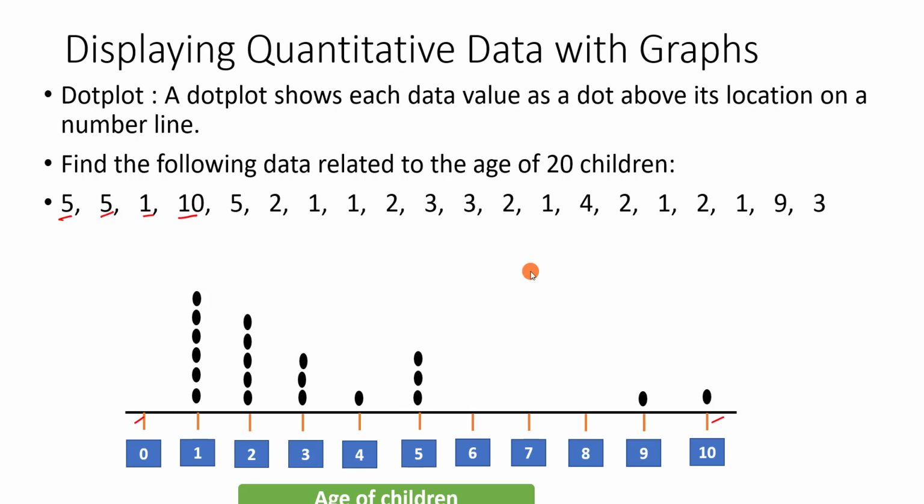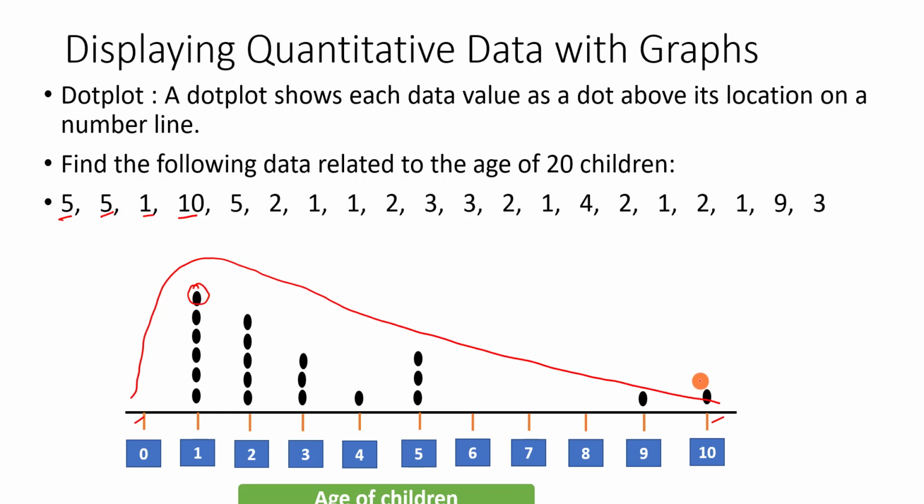What does dot plot represent actually? Dot plot will be helping us to understand about the shape of the distribution. In this case, if you have to look at the shape of the distribution, if I have to draw a line, it looks like this. In this case, you can understand that the shape of the distribution is skewed to the right. We can also figure out where is the peak of the distribution. Peak of the distribution is highest number is 1.